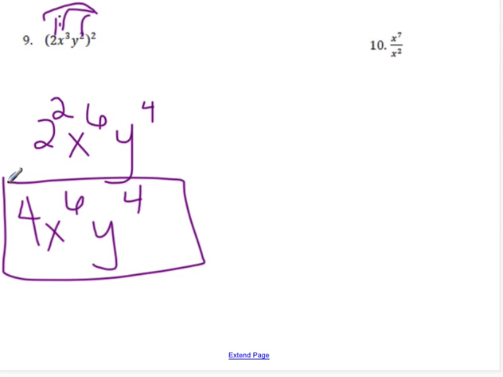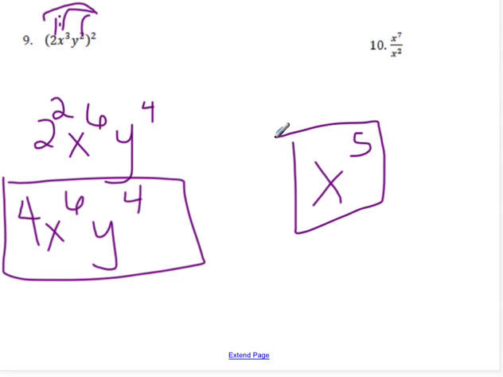Okay, taking a look at number 10, we want to divide that out. Well, when you divide things with like bases, you're going to subtract the exponents. So 7 minus 2 is going to give me 5. So that gives me x to the 5th for number 10.